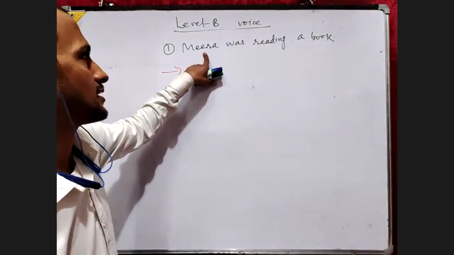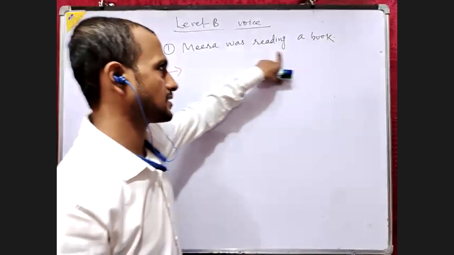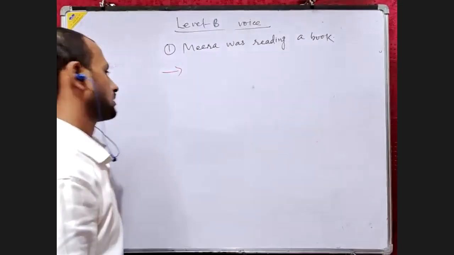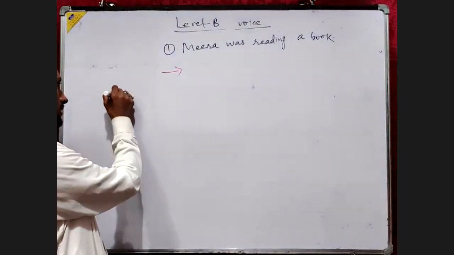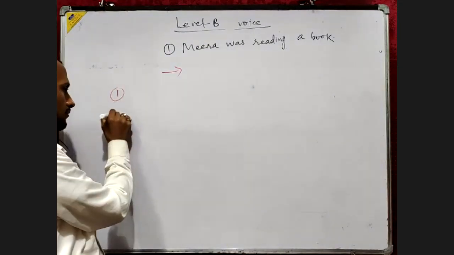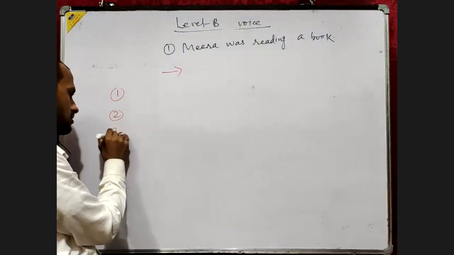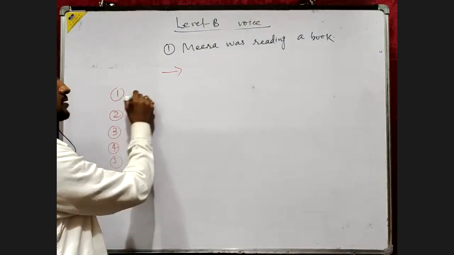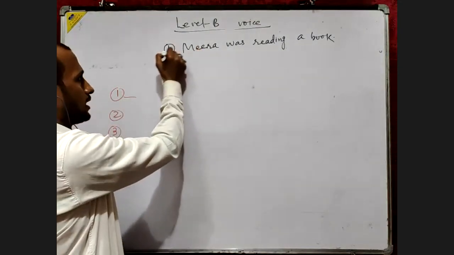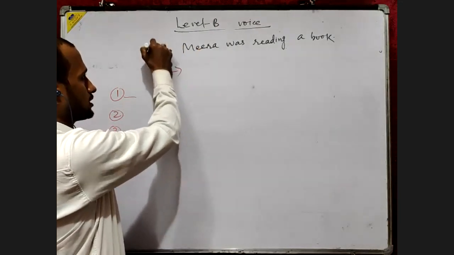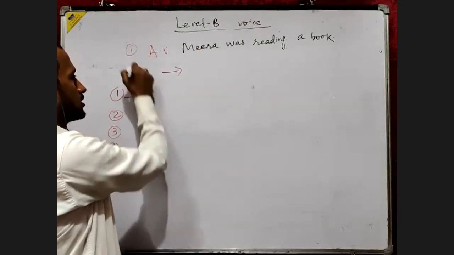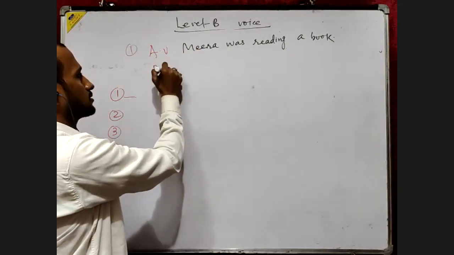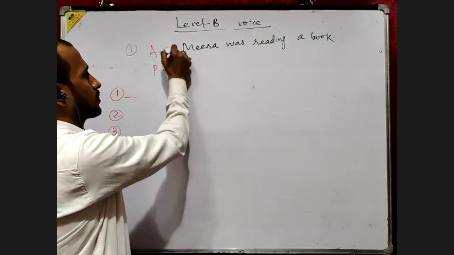Okay. Now look here: Meera was reading a book. You have to change it into passive voice. The book was being read by Meera. There are 5 levels of voice: 1, 2, 3, 4, 5. The question is in active voice, and we have to change it into passive.